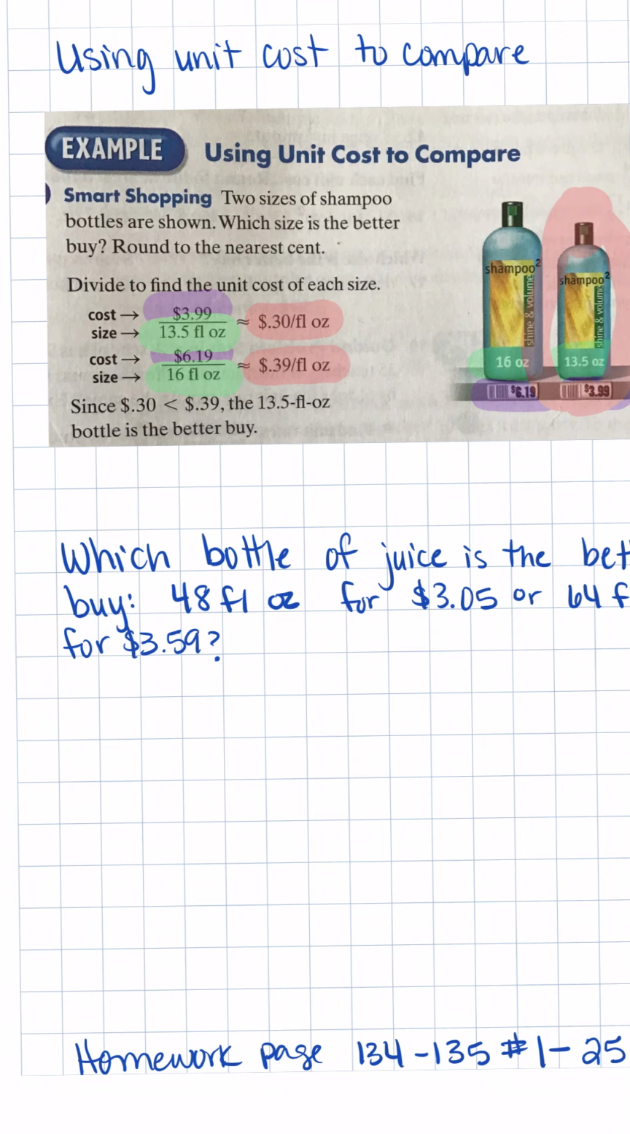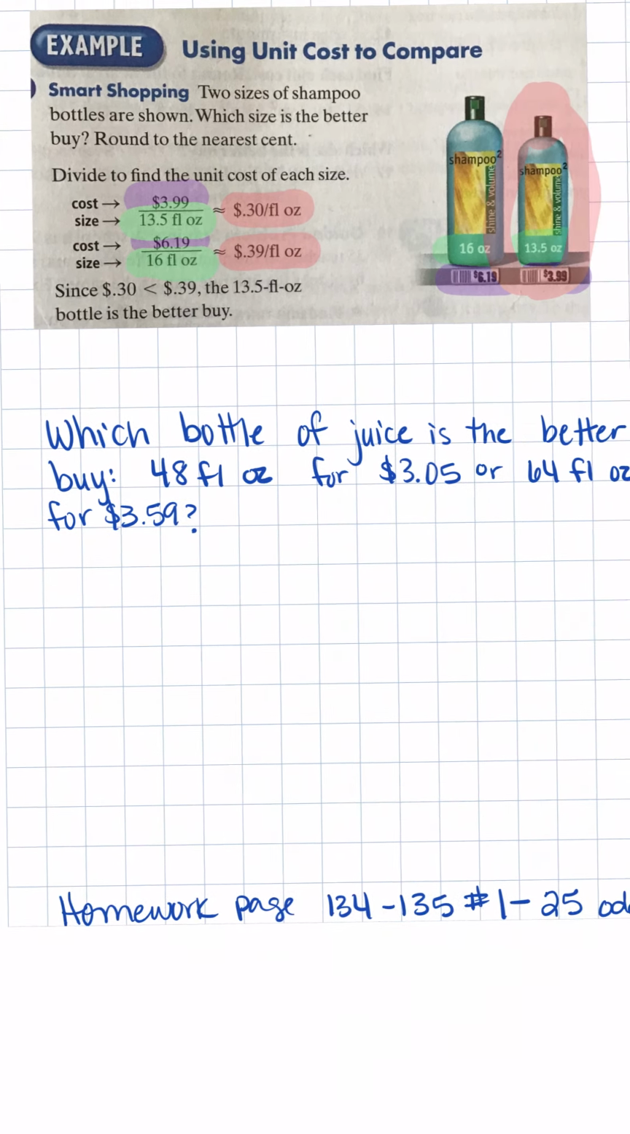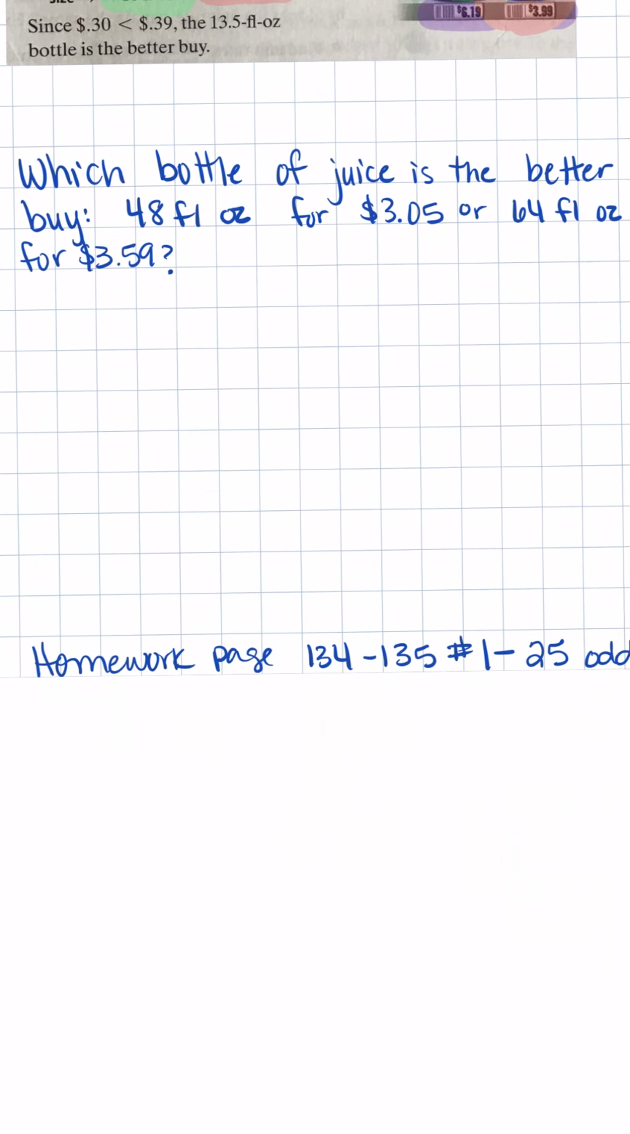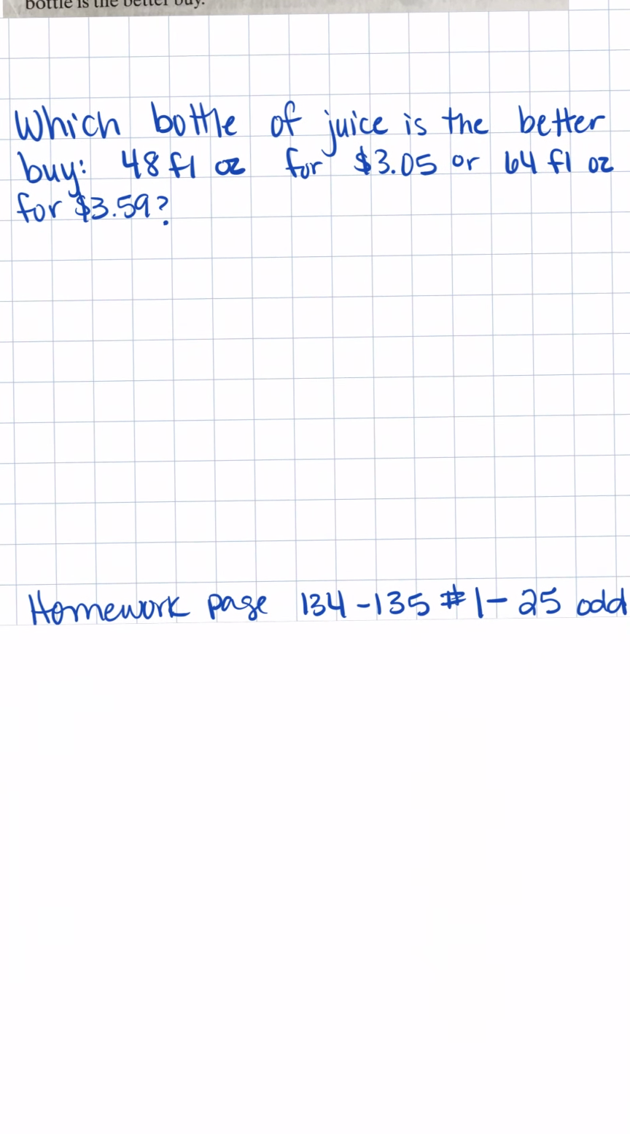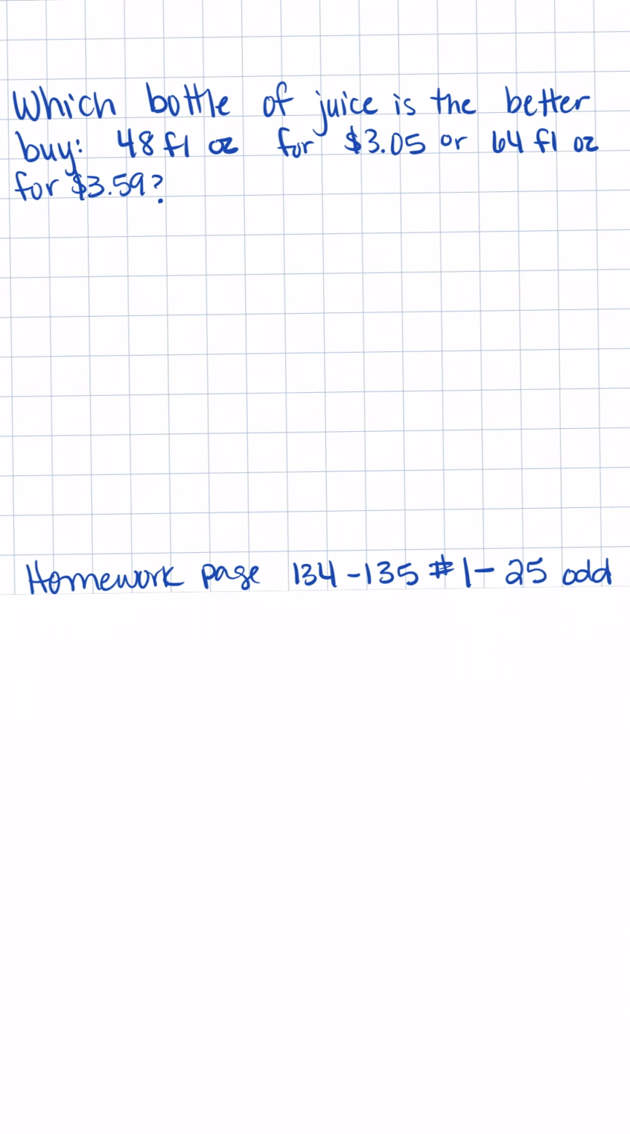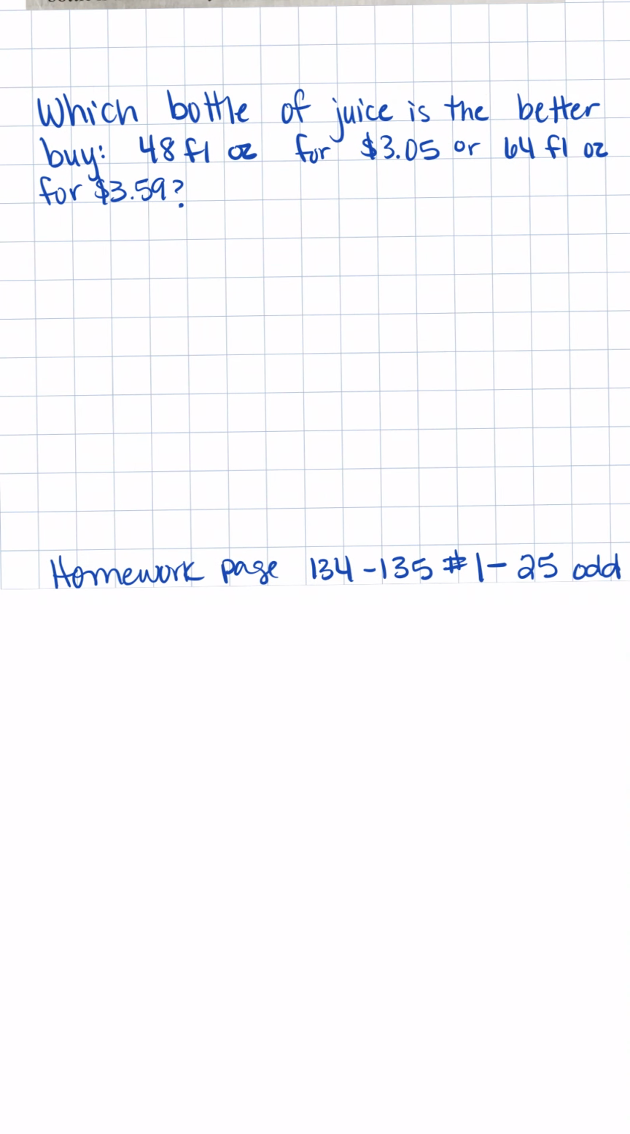But be aware that it's not always the case. Sometimes it's a better deal if you buy the bigger one. So it would be an interesting thing for you to do some price comparisons next time you get to go to the grocery store. Go ahead and try this one on your own. Which bottle of juice is a better buy? 48 fluid ounces for $3.05 or 64 fluid ounces for $3.59. Work it out. Come back to me when you're done.